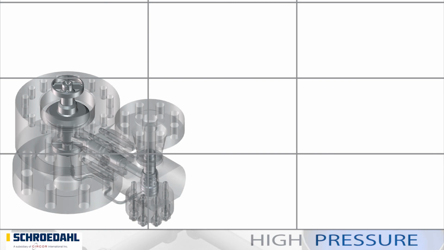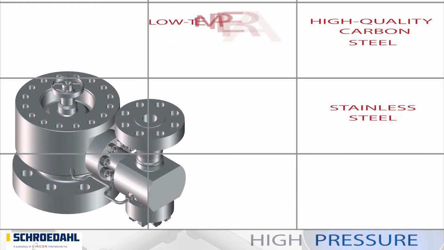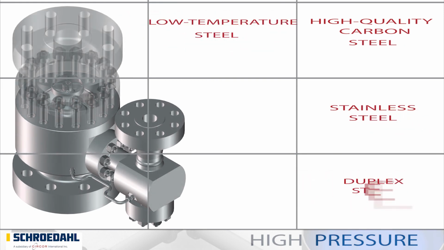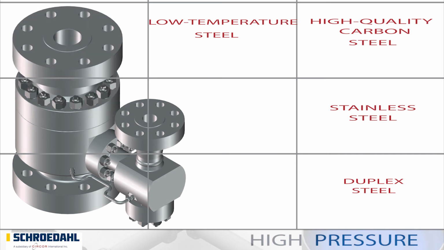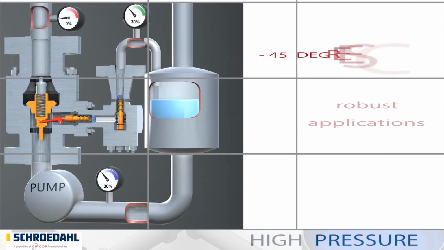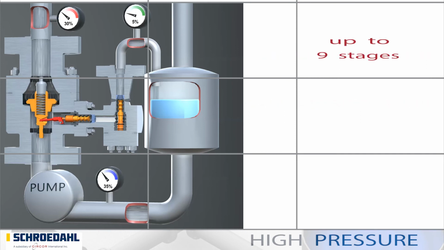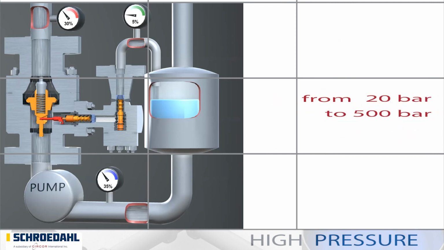The MRK, like the TDM, is produced from high-quality carbon steel, stainless steel, low-temperature steel, and duplex steel. The result is a valve that is flexible and yet suitable for robust applications. This enables faultless processing at temperature ranges of between -45 degrees and +230 degrees. Pressure reduction in the double bypass system can consist of up to 9 stages. This makes possible a differential pressure range from 20 to 500 bar.